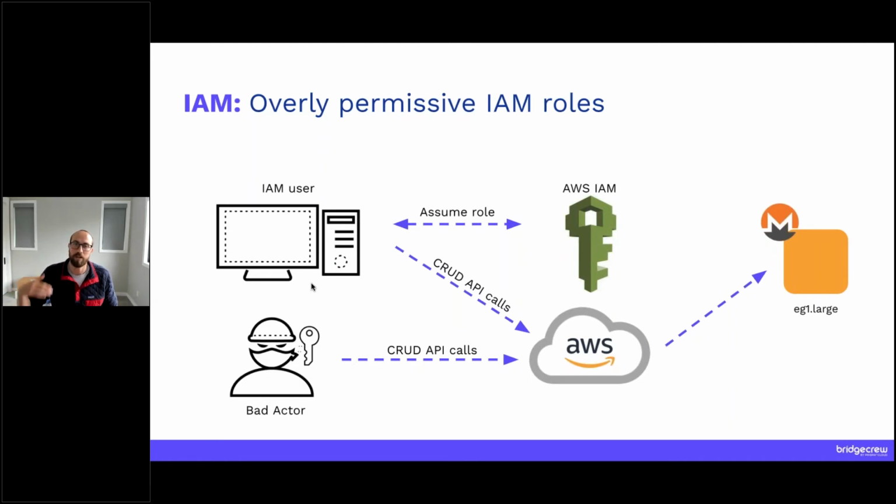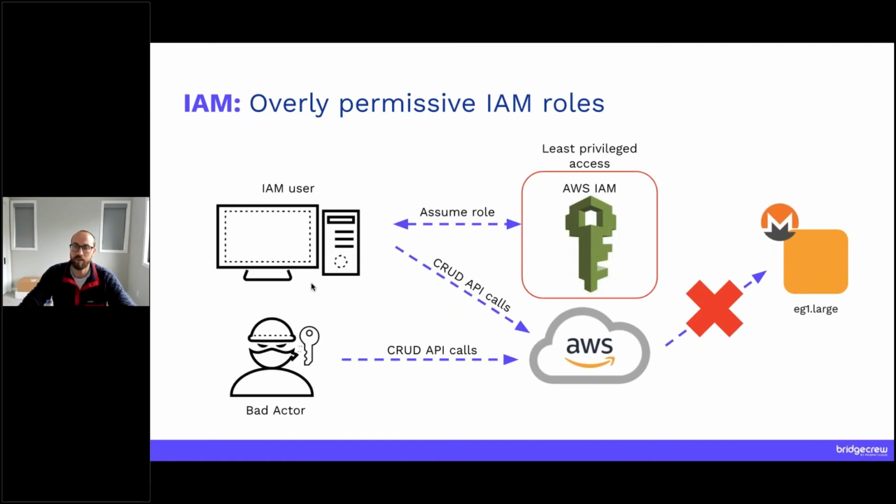So similar to the last one, if they get access to your abilities and you're able to spin up GPU instances, then they're able to spin up GPU instances and start mining Monero. The whole idea here is if you limit to least privilege access, then even if the credentials are compromised, the bad actor can't do as much with them.